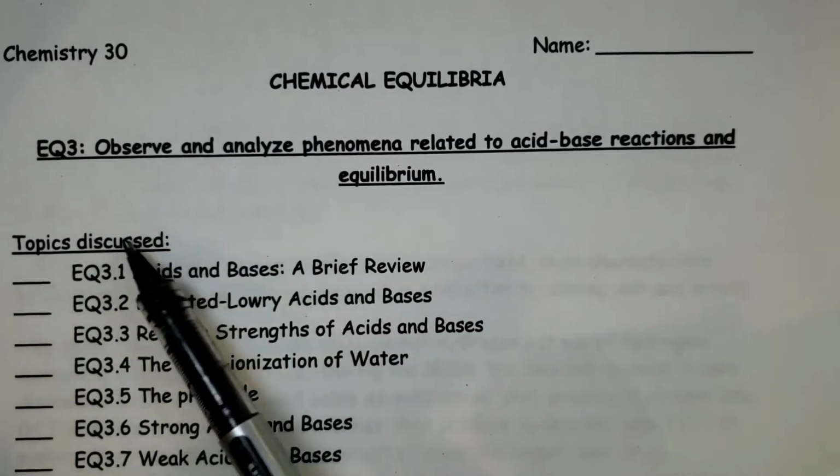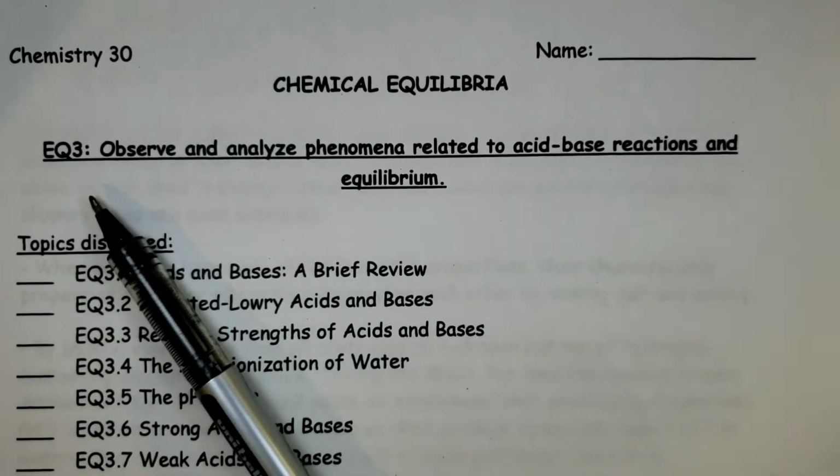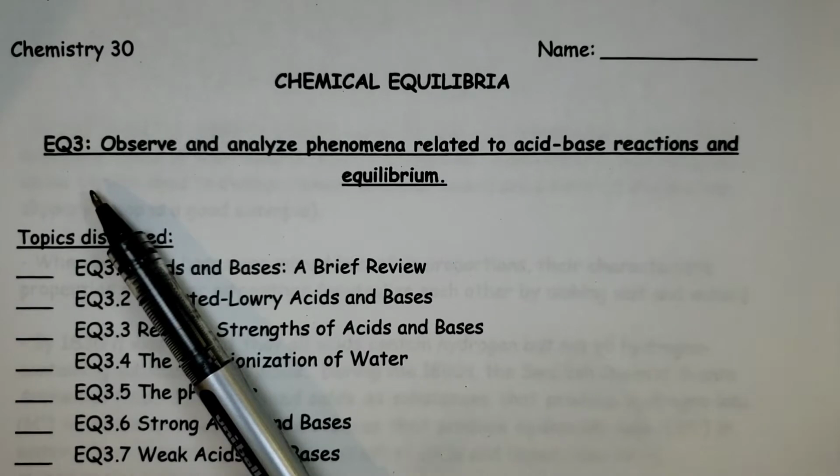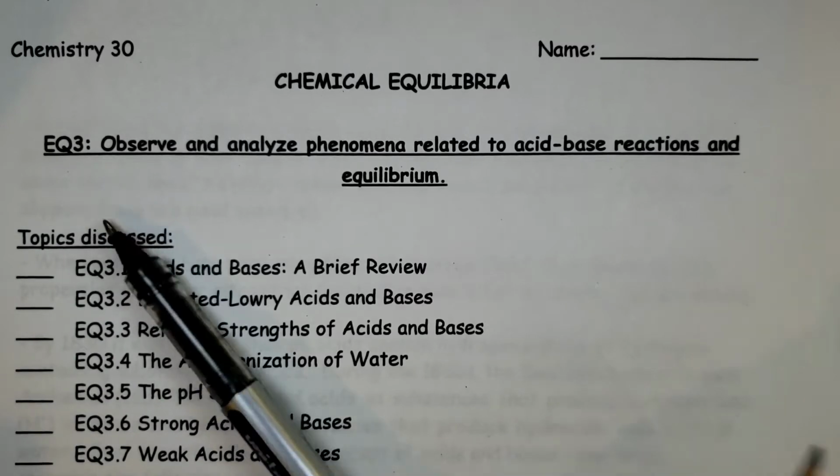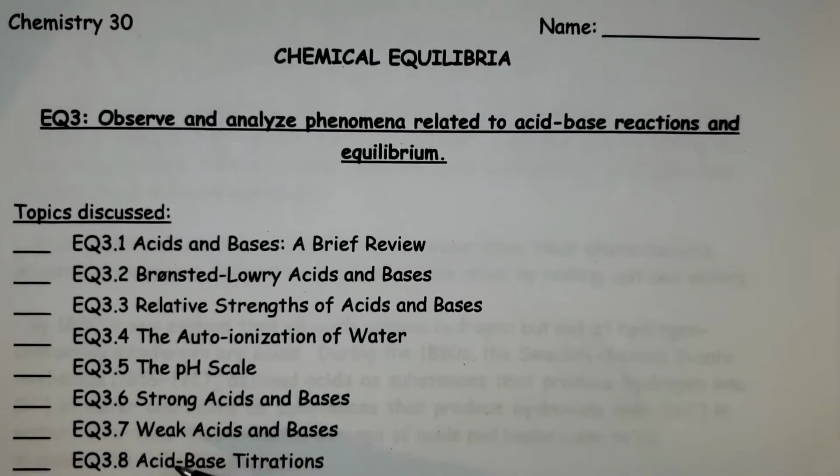So EQ1 was just simply introduction to equilibrium, Le Chatelier's principle, etc. Then in EQ2, we looked at solubility equilibria, the equilibrium between a solute and a solution. And now we look at how it's applied to acids and bases. So these are the sections we'll be looking at here.